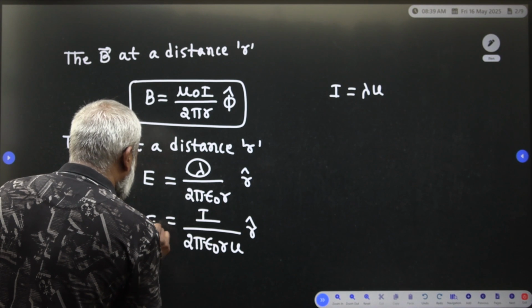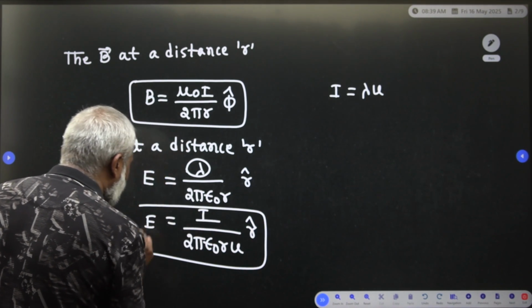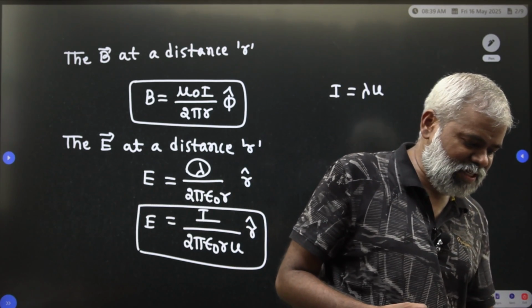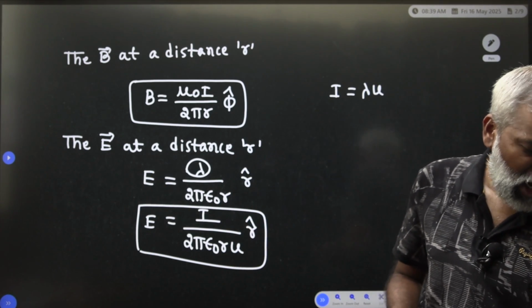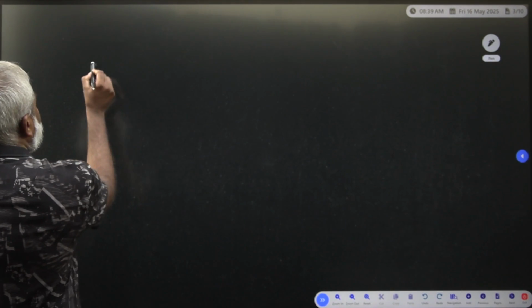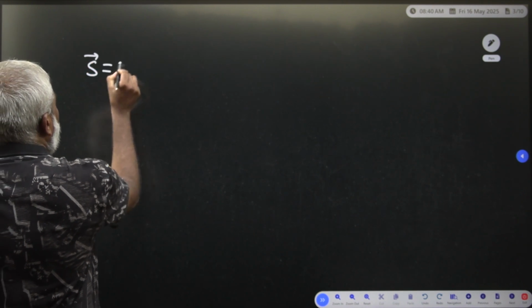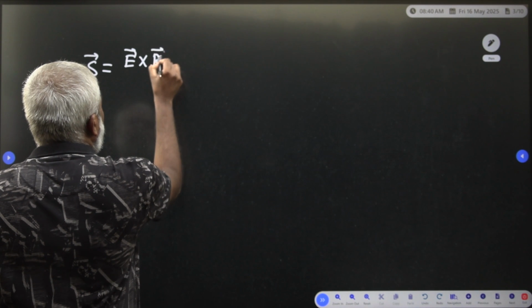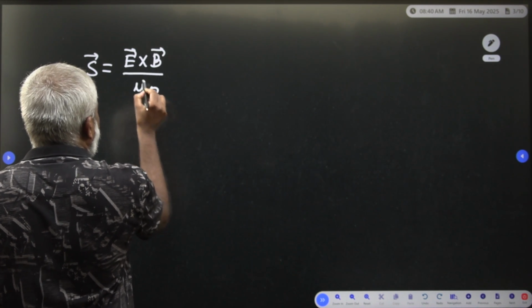The electric field is in the r cap direction. Now, we need to calculate the Poynting vector. How do we calculate it? The Poynting vector S is equal to E cross B divided by mu naught.